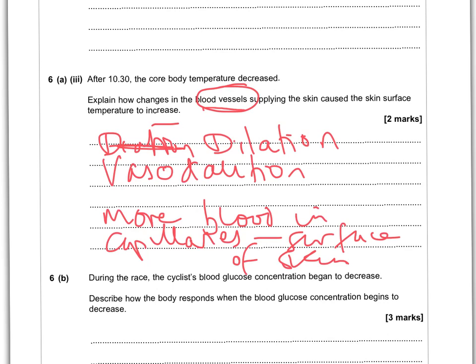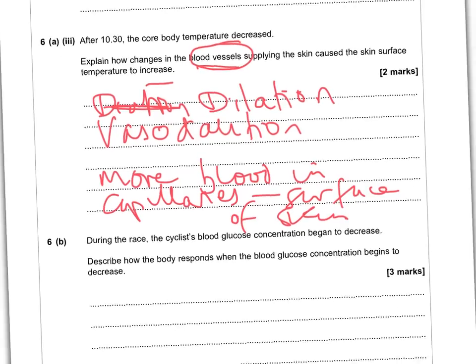So 2 marks, 1 for dilation of blood vessels, 1 mark for explaining that it diverts more blood to the surface of the skin so heat can be lost. You could mention radiation or conduction as well if you fancied being really fancy.